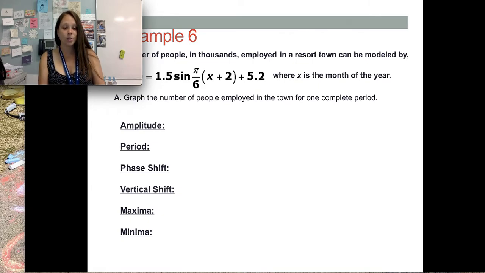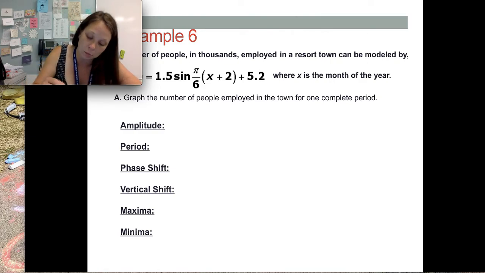Example 6. The number of people in thousands employed in a resort town can be modeled by g of x equals 1.5 times the sine of (pi over 6 times (x plus 2)), all plus 5.2, where x is the month of the year. We want to graph the people employed in the town for one complete period.